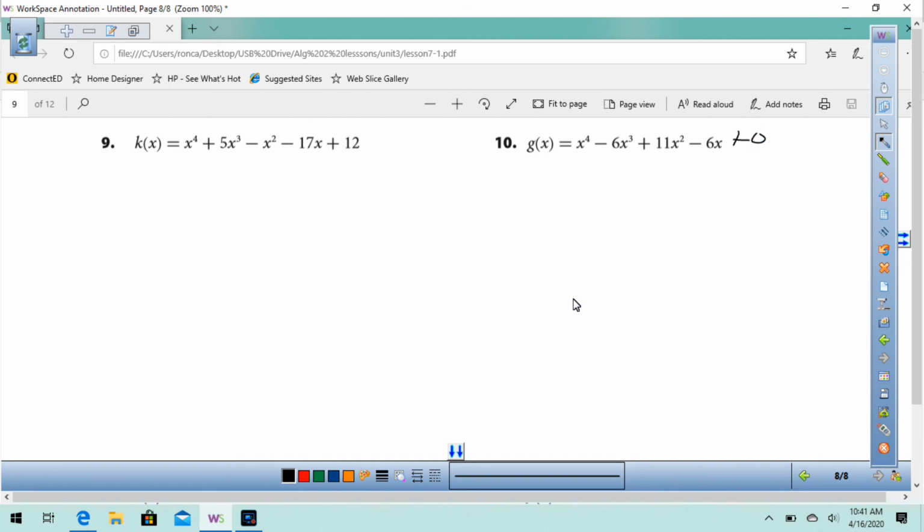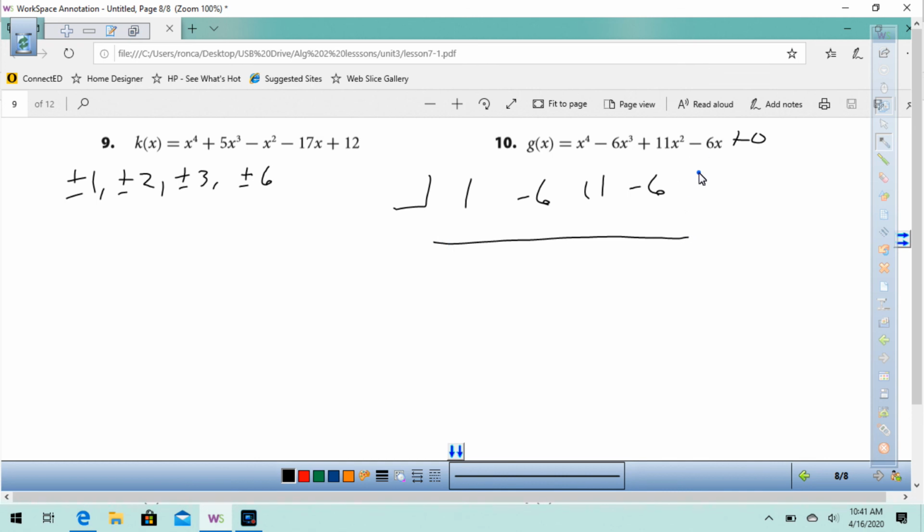Plus 0. Okay. Now, we're going to need the factors of 6. We got plus or minus 1, plus or minus 2, plus or minus 3, and plus or minus 6. 1, negative 6, 11, and negative 6, and 0. Let's put that 0 in there. We're going to bring the 1 down. What do we want to try first? Let's try 2. That's 2. That's negative 4. That's negative 8. That gives you positive 3.